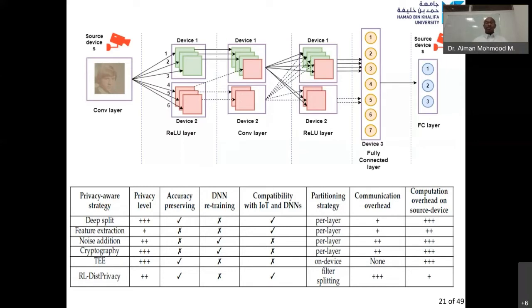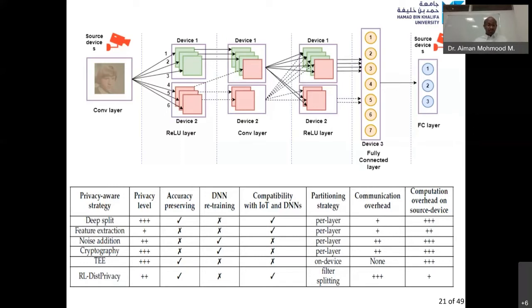We can add noise to the data to make it noisy data. This reduces the accuracy, similar to the feature extraction. It also requires retraining on noisy data, and it has some compatibility issues with IoT and deep neural networks. It requires a lot of communication, because you will send the data with the noise, and you will also do some noise creation and mixing of the data, so it has some computation overhead.